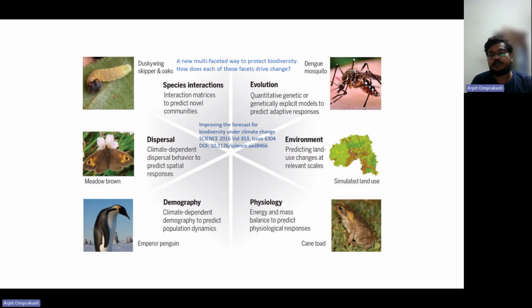When we talk about the environment, we are basically trying to predict what happens due to land use change. Based on physiology, we can make predictions about how individuals will respond physiologically. Demographically, we can talk about how climate affects the demography or population dynamics of a population. Then we can talk about dispersal, how climate also affects dispersal behavior, and predict how spatially animals might be distributed more or less similar to each other.